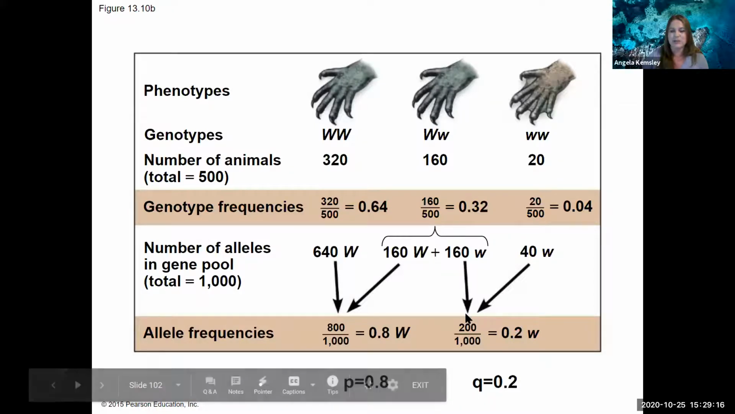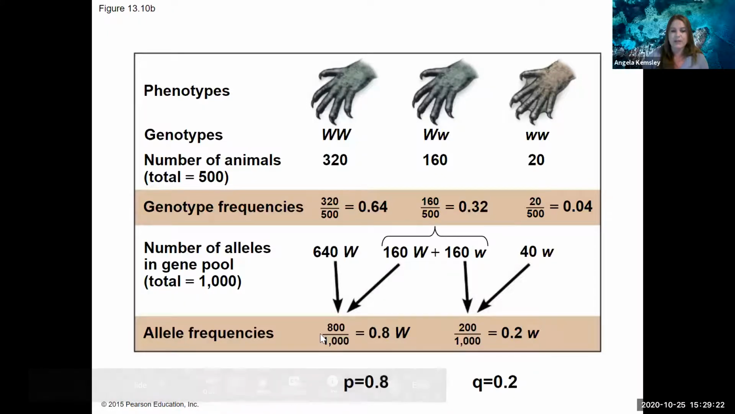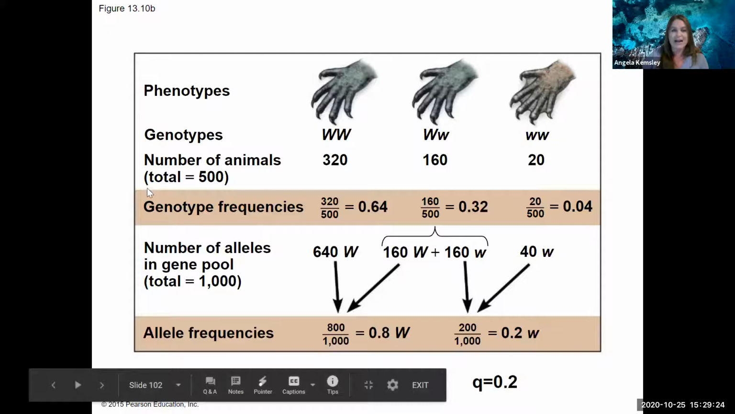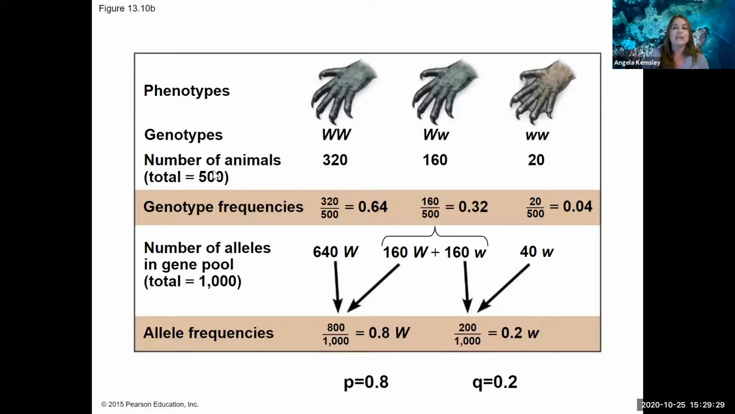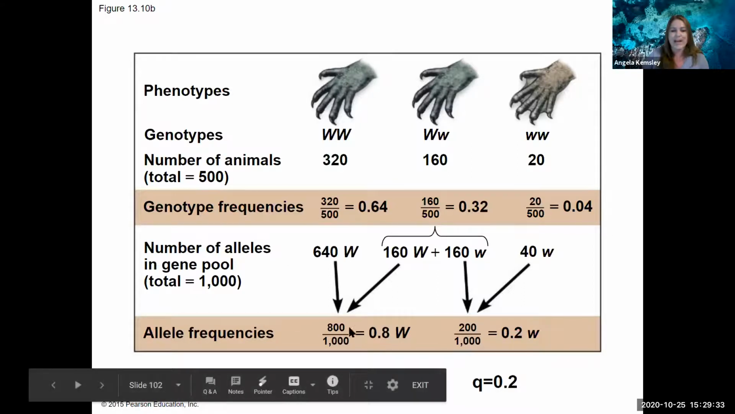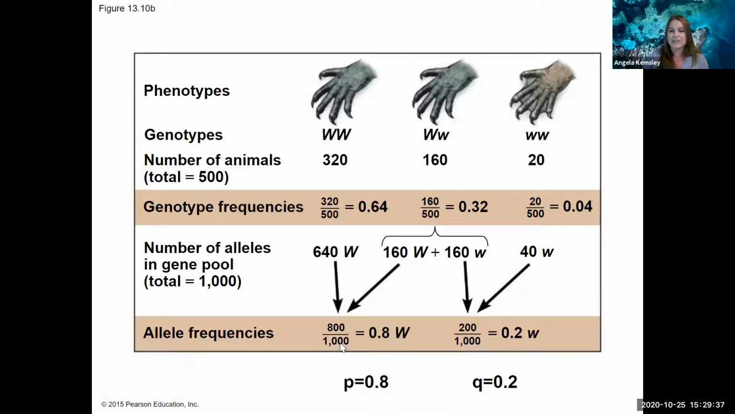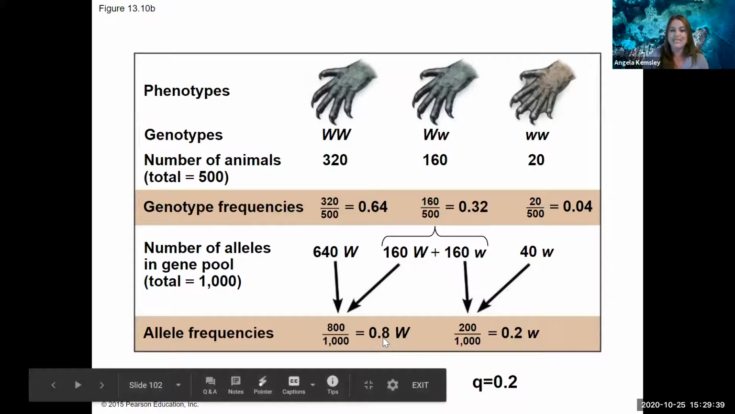So to get the frequencies, we're again going to divide by the total number of alleles in that gene pool. That is 1,000. Remember, there's 500 individual animals, and there's 1,000 alleles, since each individual has two, one from mom and one from dad. So we have 800 big W's divided by 1,000 total alleles. That gives us an allele frequency of 0.8 for big W.